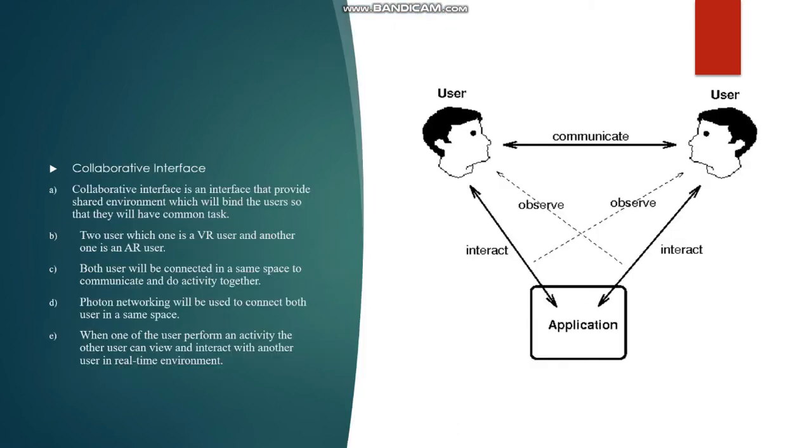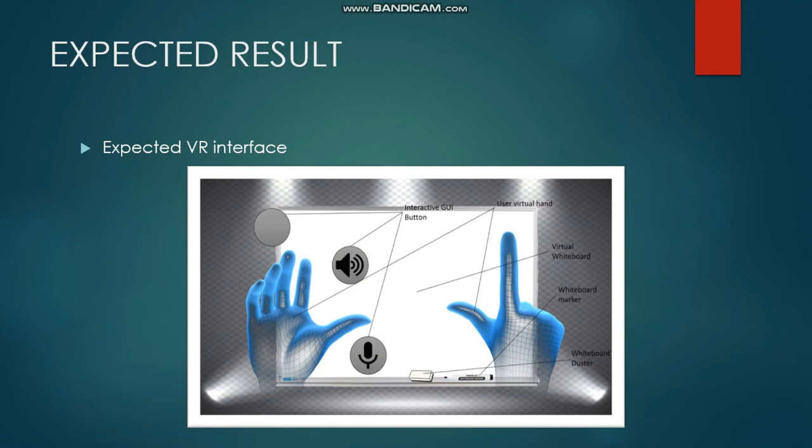Now we talk about the collaborative interface. A collaborative interface is an interface that provides a shared environment which binds the users so that they have common tasks. There are two users, one a VR user and the other an AR user. Both users will be connected in the same space to communicate and do activities together. Photon networking will be used to connect both users in the same space. When one user performs an activity, the other user can view and interact with them in a real-time environment. This is what we call the collaborative interface.